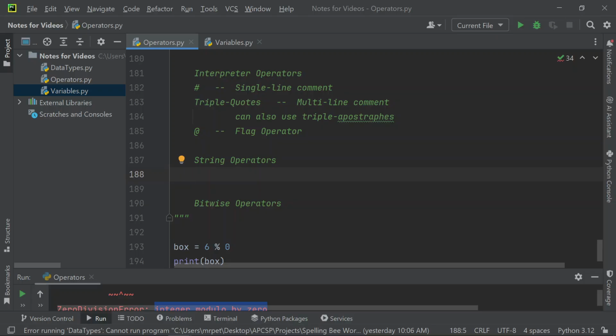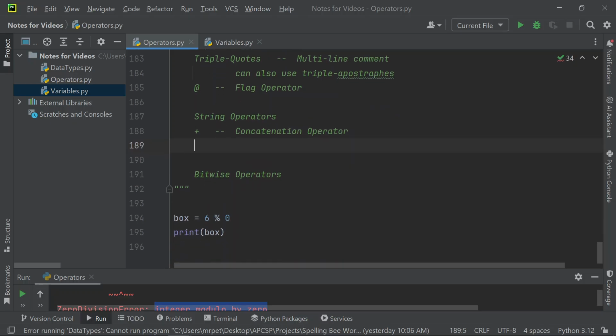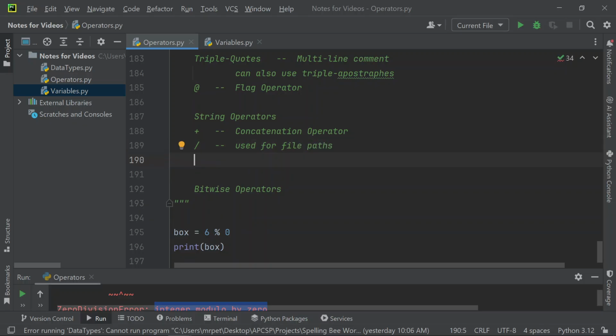For string operators, we actually are going to reuse our plus sign. We use this for something called concatenation. We will be talking about this soon. What else? We use the backslash. So instead of division, when working with strings, we're often using this with paths. So I'm going to say use for file paths, where files are located.